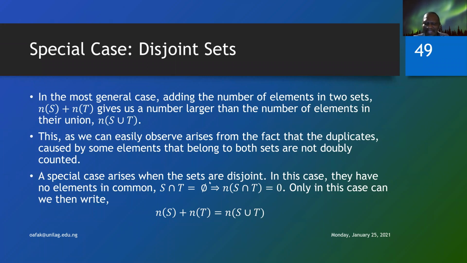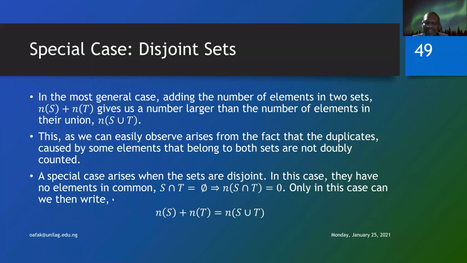A special case arises when the sets are disjoint. In this case, they have no elements in common. Therefore, S intersection T is the empty set, and the number of elements in an empty set is 0. So we have to say these things accurately. The intersection of S and T is the empty set. The number of elements in the intersection is 0. So this is a number, whereas this is a set.